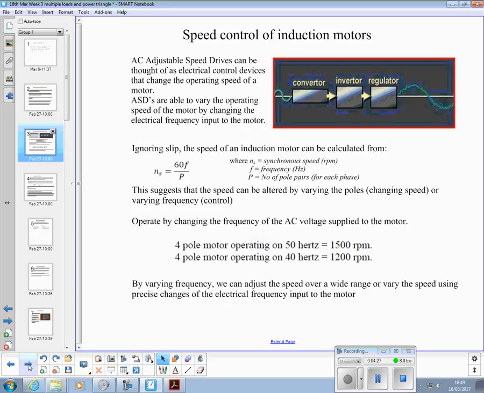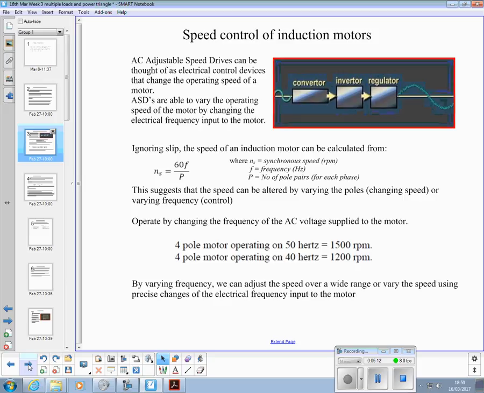So the adjustable speed drive can be thought of as an electrical control device. It changes the operating speed of a motor. ASDs, I'm going to shorten them to that, are available to vary the operating speed of a motor by changing its frequency. Now, you guys that are on this course, and me, in my experience, we're users of motors, and we're users of speed controls. We're not designers of them. So I'm not going to try and teach you the ins and outs, the internal workings of an ASD, because you're not going to be interested in that and not going to be involved in it. But you need to kind of know what the pitfalls with them are and what the advantages and disadvantages are.